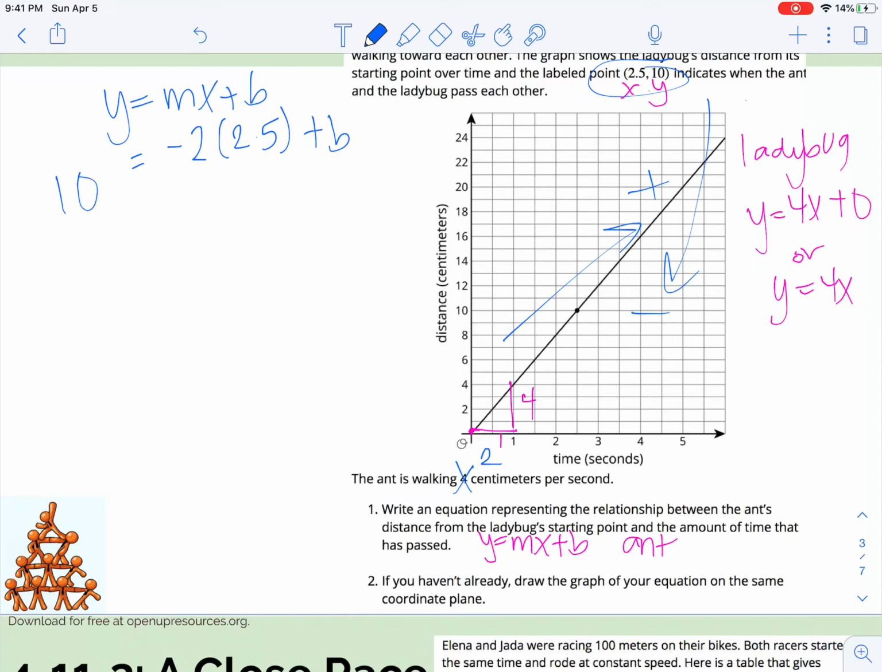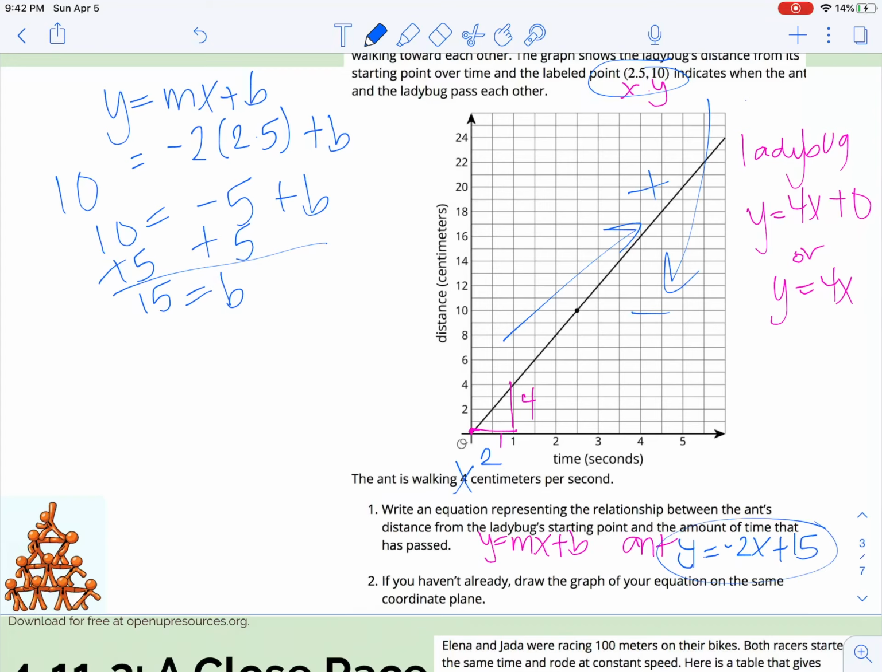So then we can do -2 times 2.5, which is -5, plus b equals 10, and then I just add 5 over. So then I get 15 equals b. And if you go to make it into its equation over here, you write y equals -2x plus 15. And that's your answer.